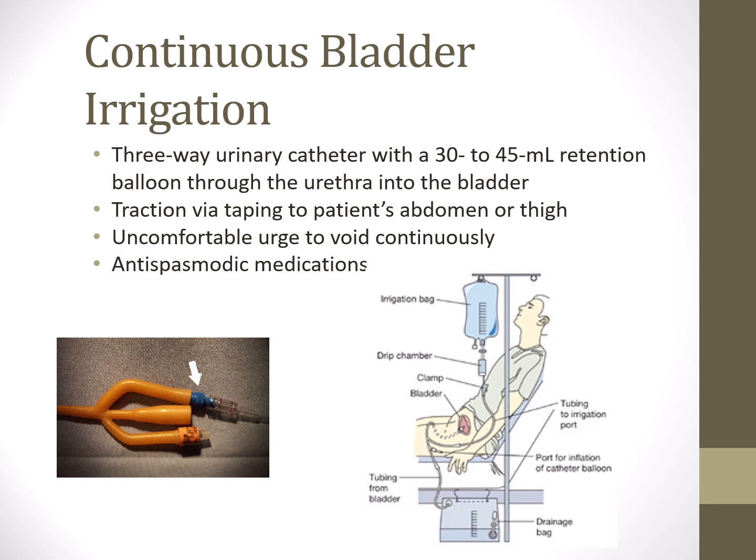We want to keep the flow going with this irrigation solution. Make sure that it never runs dry. Monitor the color and consistency of the urine output. Make sure the tubing is frequently checked for kinks or any obstructions. Monitor for decreased output, which may indicate a clot.